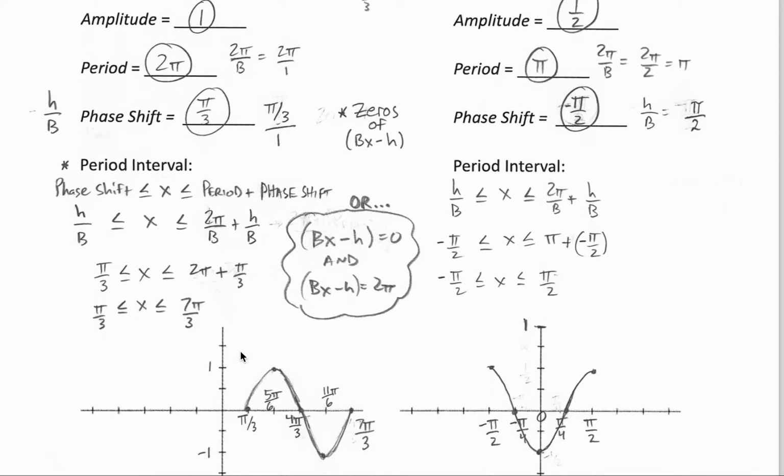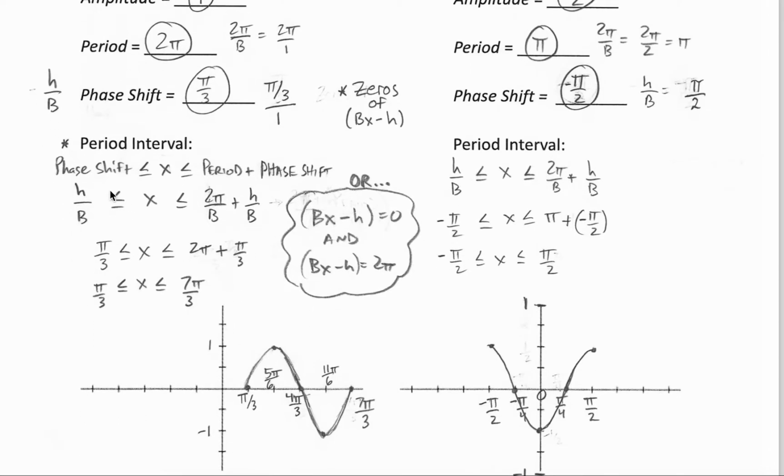So whichever way you like to do it, think about your phase shift and your period plus your phase shift, or you can play around with what's inside those parentheses, setting it equal to 0 and setting it to 2 pi, giving your left and right endpoints there.